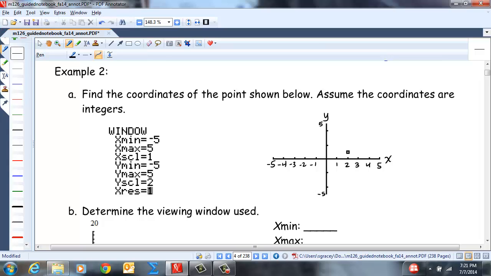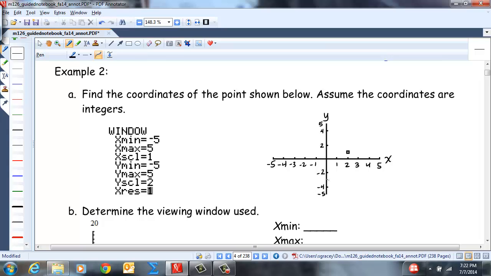Do you see how the y scale is 2? So here, this one here is 2. This is 4. So 3 is going to be in between 4 and 2, and 1's going to be in between the origin and 2. So similarly, that's -2 and -4.